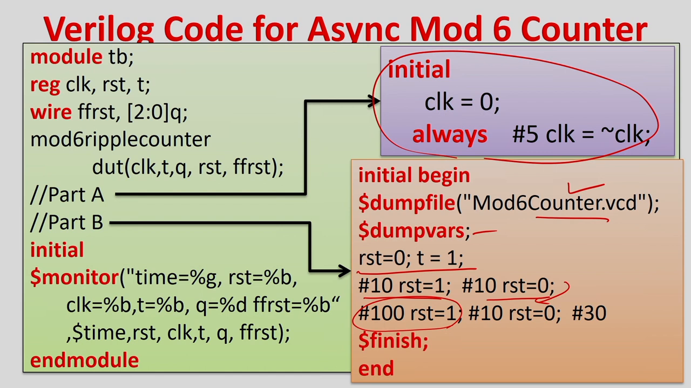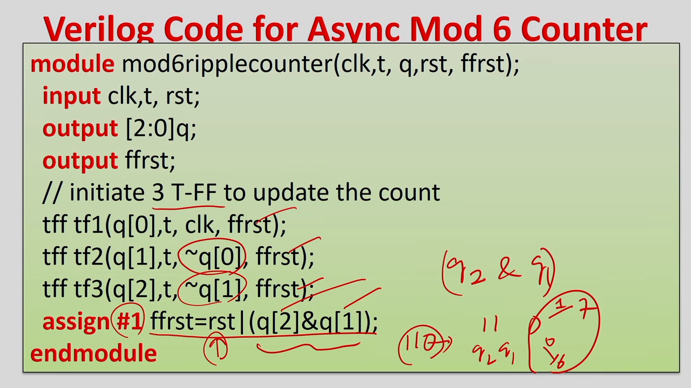So, that is what we want, and whenever it reaches 6, after 1 second, it should reset. Because in our flip-flop design, we have put an assign #1 delay. That means the flip-flop resets 1 second after reaching the value 6. Let us see in the waveform whether it is happening or not.